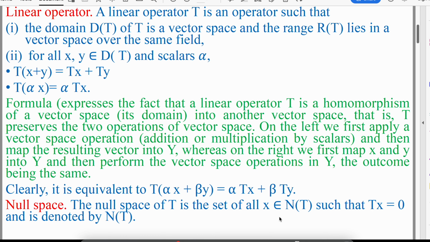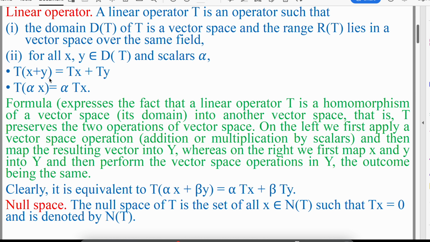Linear transformation. So first of all, what is a linear operator? A linear operator is an operator such that the domain of this operator is a vector space and the range of this operator lies in a vector space over the same field. Suppose x and y are elements of the domain of this operator and alpha is any scalar, then T of x plus y is equal to T of x plus T of y.